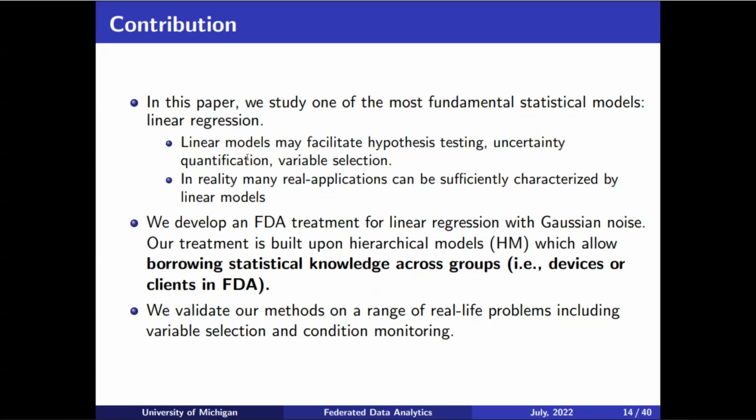To this end, we develop an FDA treatment for linear regression with Gaussian noise. Our treatment is built upon hierarchical models, which allow borrowing statistical knowledge across groups or devices in the FDA framework, which I will explain more intuitively in the following slides. And finally, we validate our methods on a range of real-life applications such as variable selection and condition monitoring.